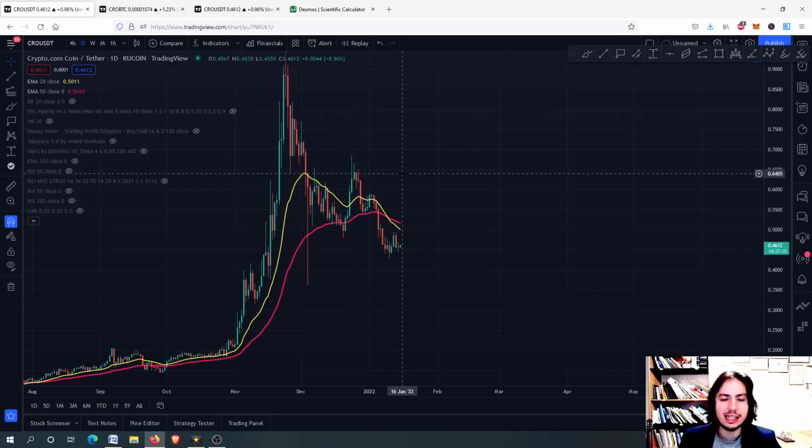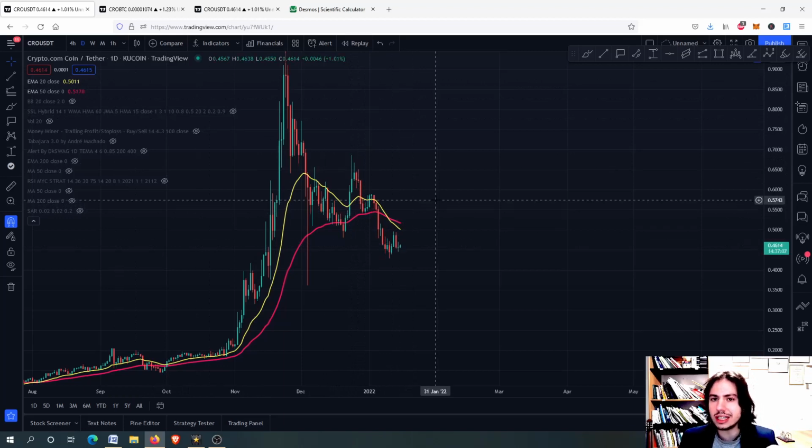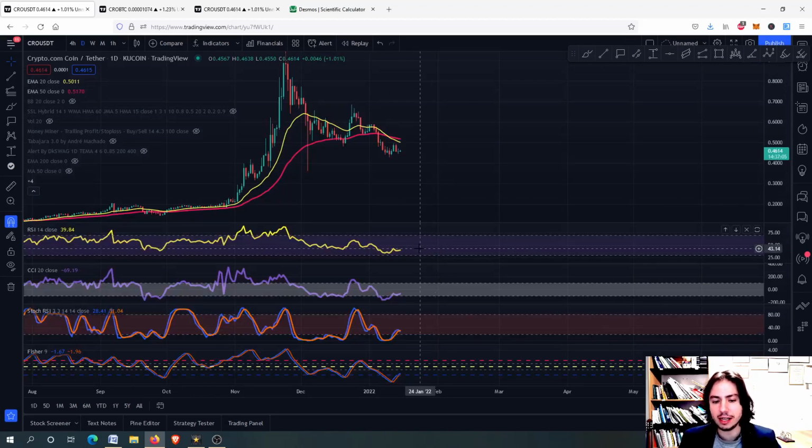Let's proceed quickly into CRO against USDT on the daily frame. Okay, so each candlestick represents 1 day of price action. We are going to see first the risk metrics. And right now we will see something interesting.